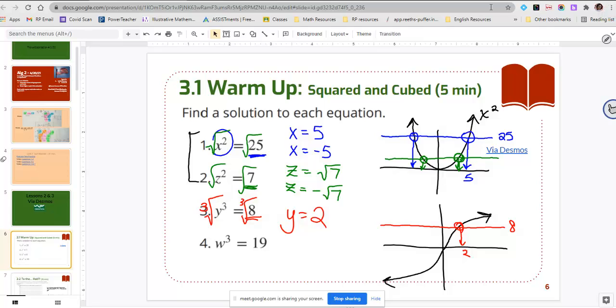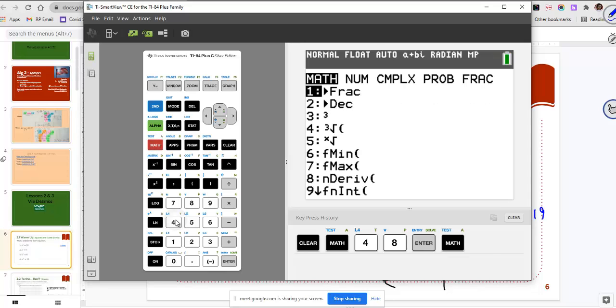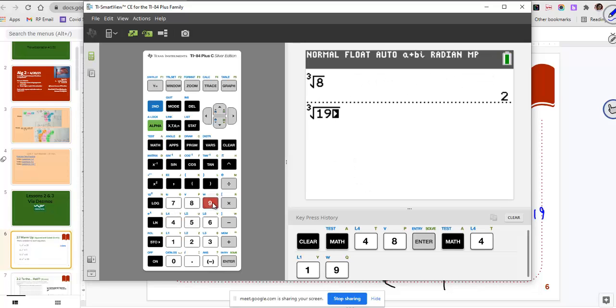Only one intersection point. And same thing up at 19. If I have a value way up here at 19, it's only going to hit the graph one time. If I try to do the cube root of 19, I think I'm going to come up with a decimal. Yep. So I'm just going to leave it as the cube root of 19.